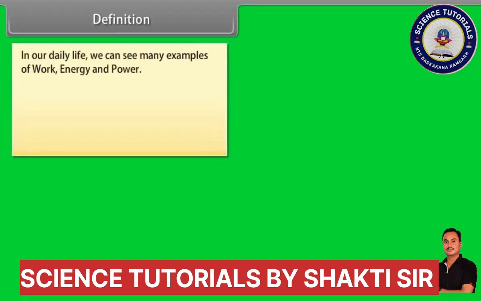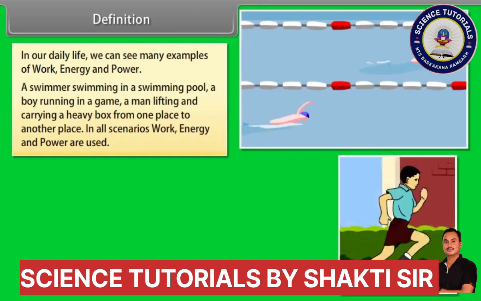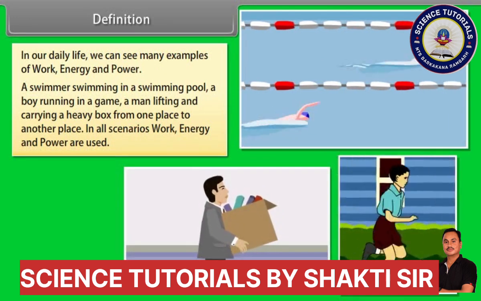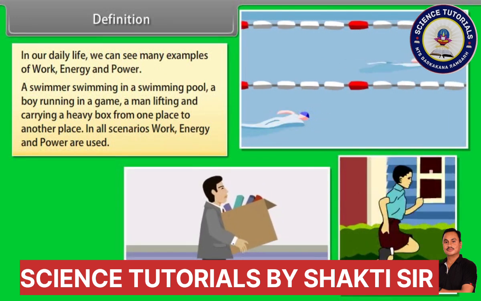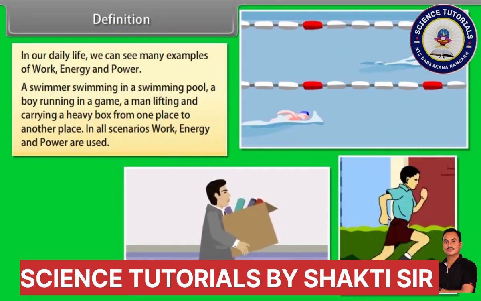Definition. In our daily life, we can see many examples of work, energy and power: a swimmer swimming in a swimming pool, a boy running in a game, a man lifting and carrying a heavy box from one place to another place. In all scenarios, work, energy and power are used.